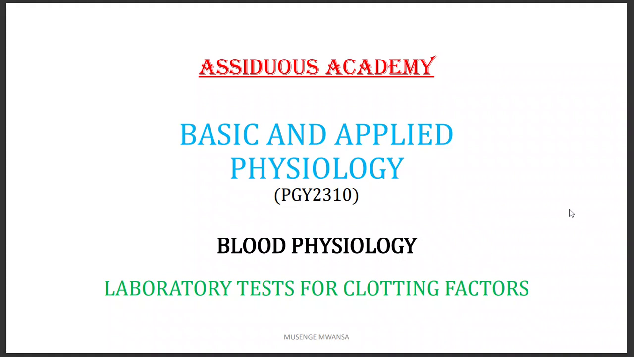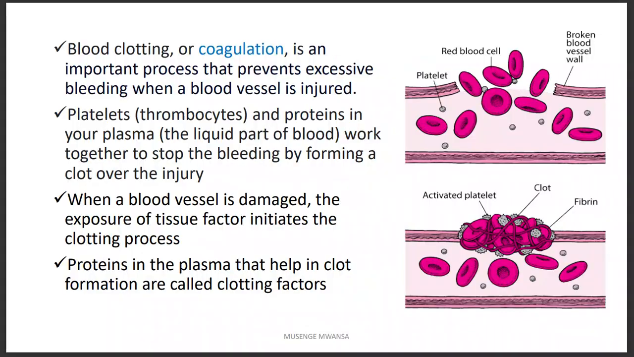Let's talk about the laboratory test for clotting factors. We have just mentioned that if you hurt yourself, blood is going to be coming out, and you need to control that. The body has a mechanism that it uses to control the loss of blood like that because it can result in anemia. That process is called blood clotting or coagulation. We have said it is mediated by platelets and proteins.